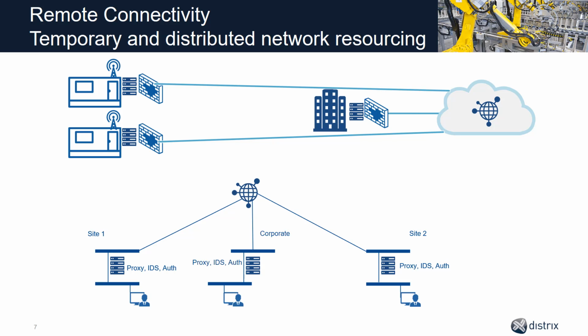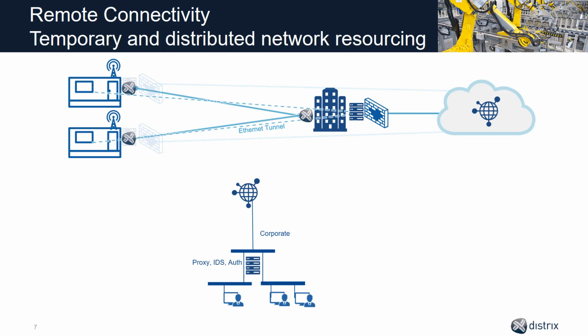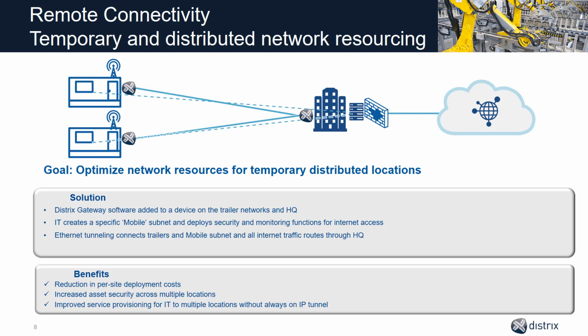A better solution is to centralize the network services by creating one or more central subnetworks at the head office corporate network and bring the remote sites virtually onto those subnets using Distrix Ethernet Tunnels. Benefits of this solution include a reduction in per-site deployment costs, increased asset security across multiple locations, and improved service provisioning for IT to multiple locations without always-on IP tunnel.